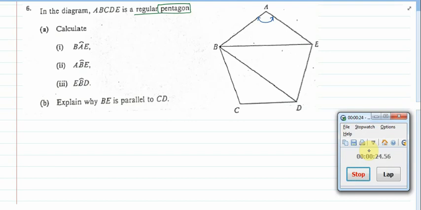The same working formula, n minus 2 into 180 divided by n, you can find the one angle of a regular pentagon.